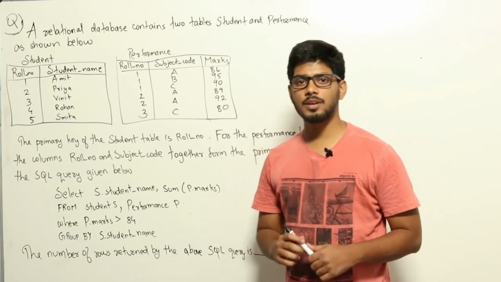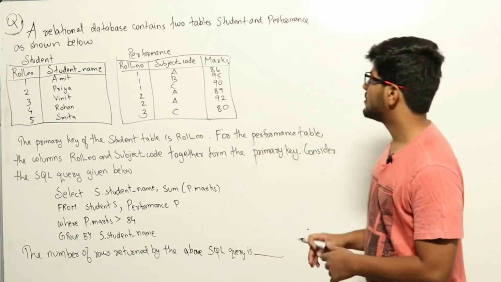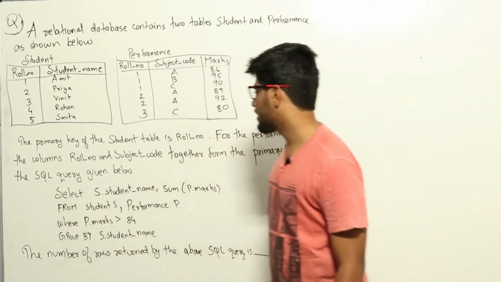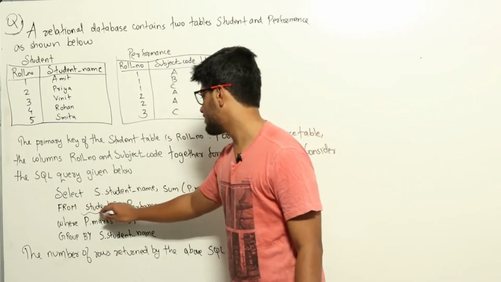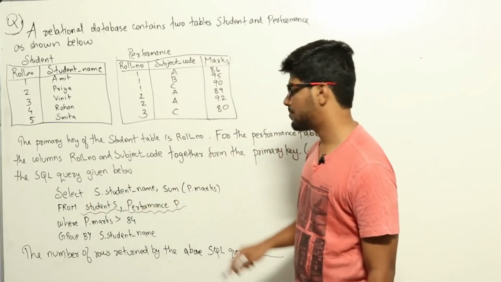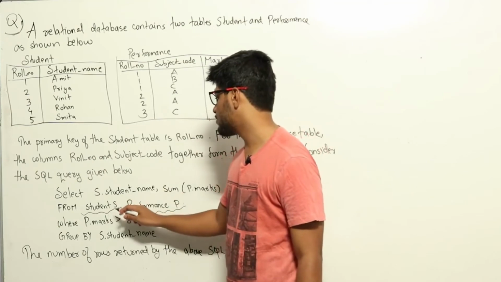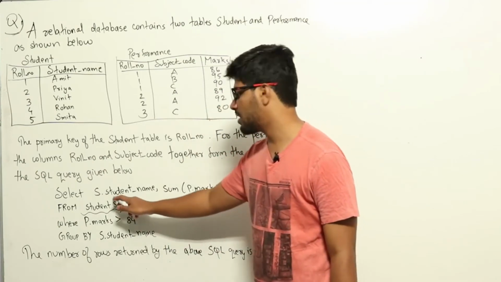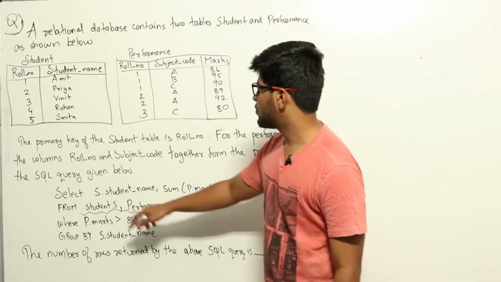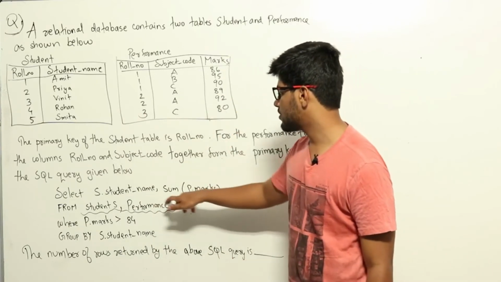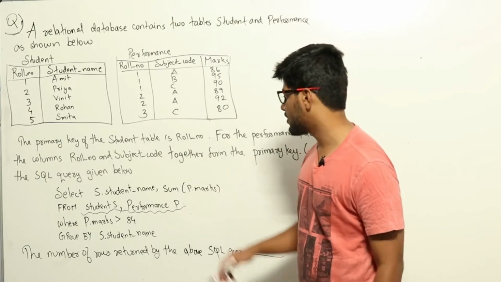So this is a question from DBMS regarding SQL queries. This is a very easy question in fact. So in the SQL query, if you take a look, we are doing from student s, performance p. What this statement does is it will take the cross product of the tables student and performance and name them s and p. So student has 5 rows, performance has 6 rows. So the cross product should return 5 into 6, that is 30 rows.